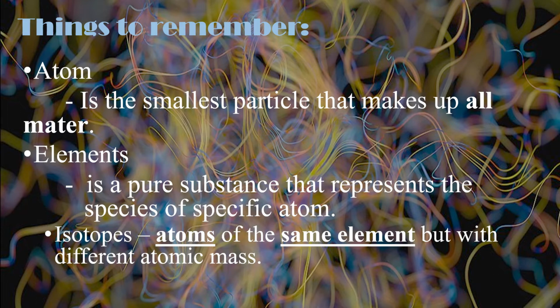For example, mango is the specific element, and mango has different kinds, isn't it? So the different kinds of mango are what we call the isotopes. Mango is the element and the kinds are the variety. The element is the identity and the isotope is the variety.